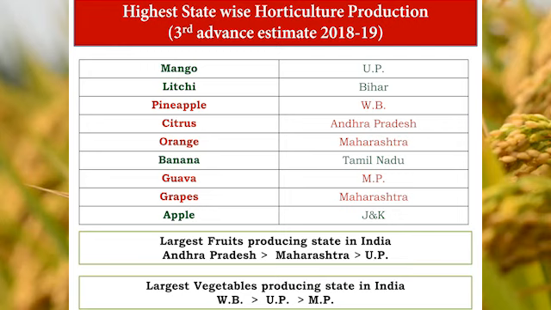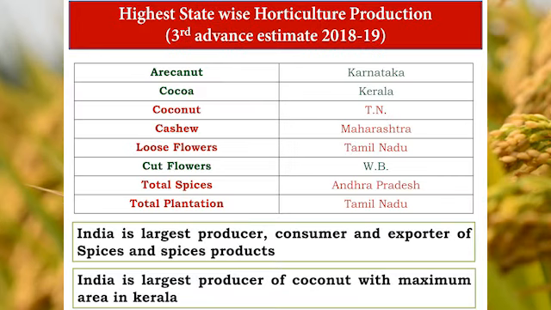So now highest state-wise production, if you look: mango, the leader state is Uttar Pradesh, lychee, Bihar, pineapple, West Bengal, citrus, Andhra Pradesh, orange, Maharashtra, banana, Tamil Nadu, guava, Madhya Pradesh, grapes, Maharashtra, apple, Jammu and Kashmir. And now, the largest fruit producing state in India is Andhra Pradesh, followed by Maharashtra, followed by Uttar Pradesh. And the largest vegetable producing state in India is West Bengal, followed by Uttar Pradesh, followed by Madhya Pradesh.